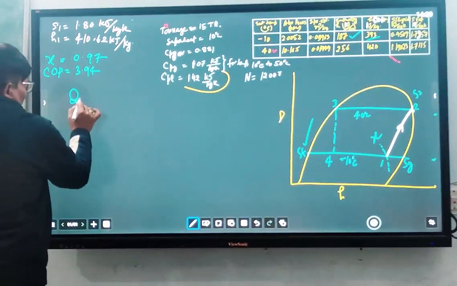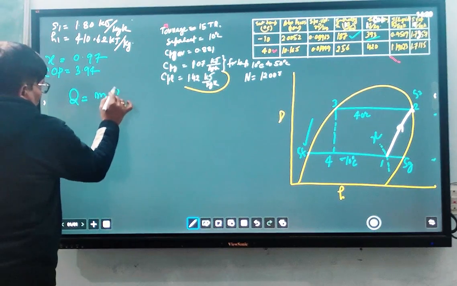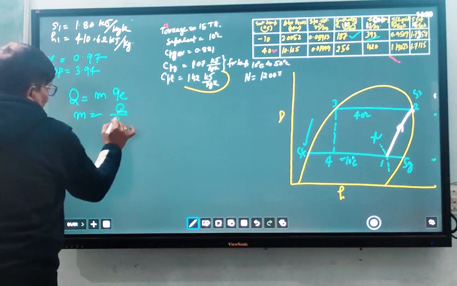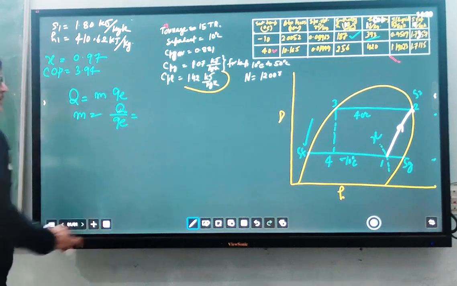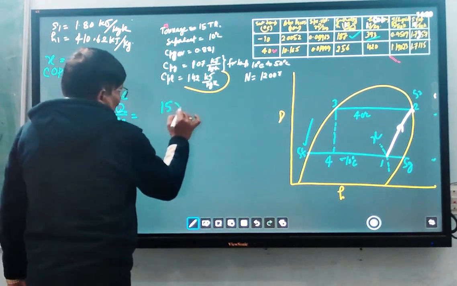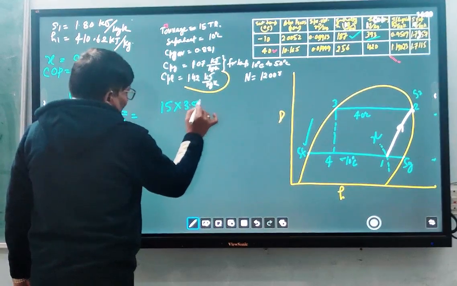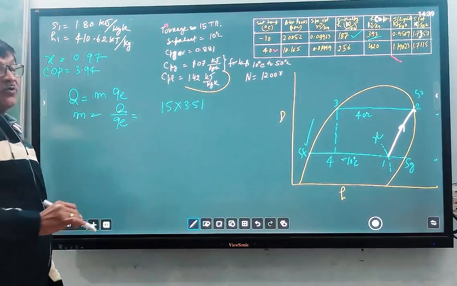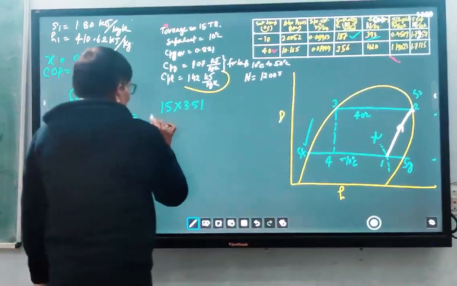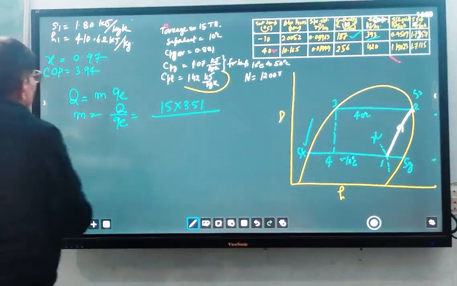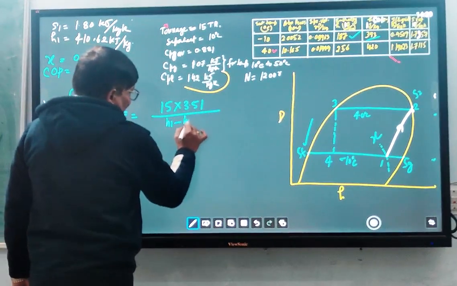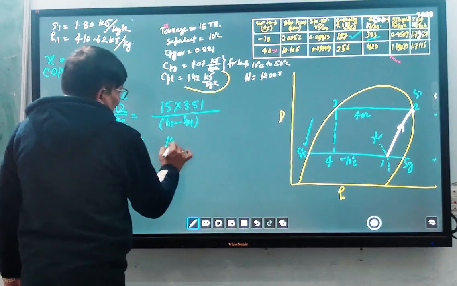So Q equal to mass flow rate into cooling effect. So m equal to Q upon QE, and Q is given as 15 ton. 15 into 3.51 kilojoule per second. 1 ton equal to 3.51 kilojoule per second. So 15 into 3.51 upon QE. QE equal to H1 minus H4.